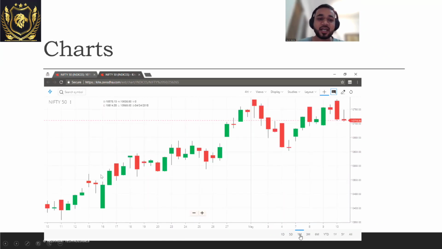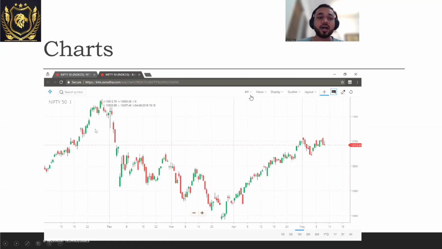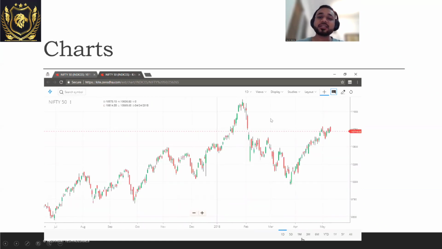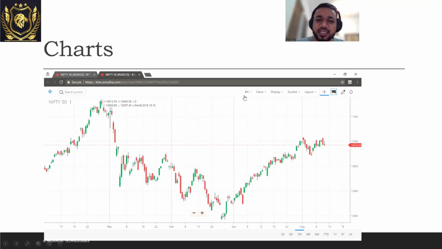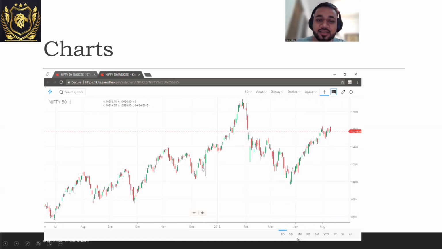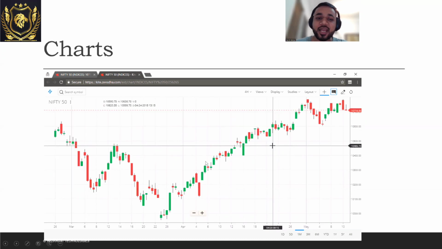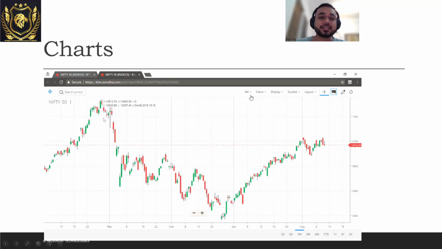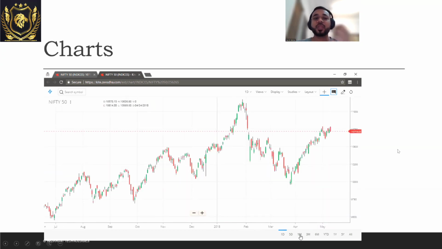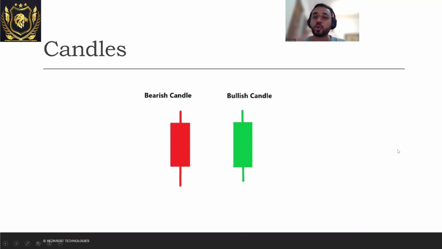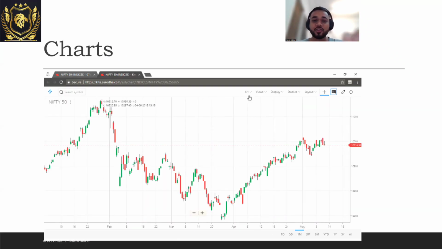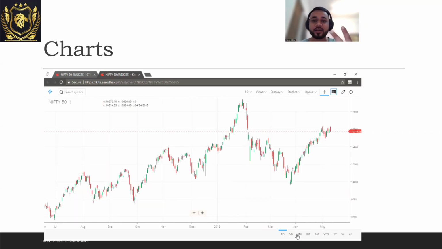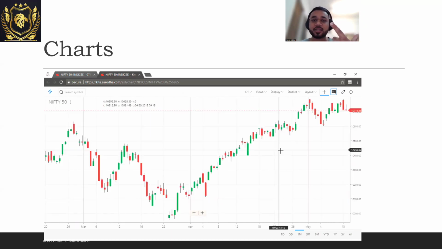What is a candlestick chart? A candlestick chart is nothing but a collection of candles. Now let us understand what exactly a candle is. You see a lot of red, green, red, green, red, green, and lines on this, right? These are known as candles. So now we'll understand what exactly candles are. Basically, there are two types of candles. If you have a look at this graph, you'll see only two types: one is your green candle and the other is the red candle.